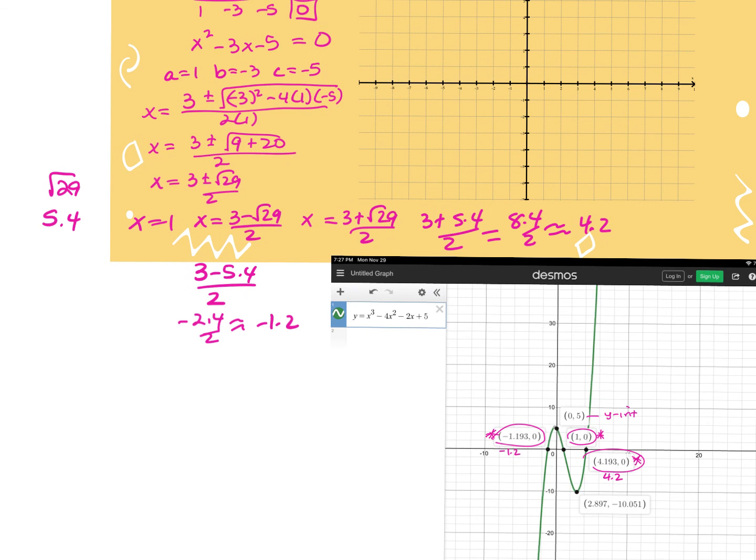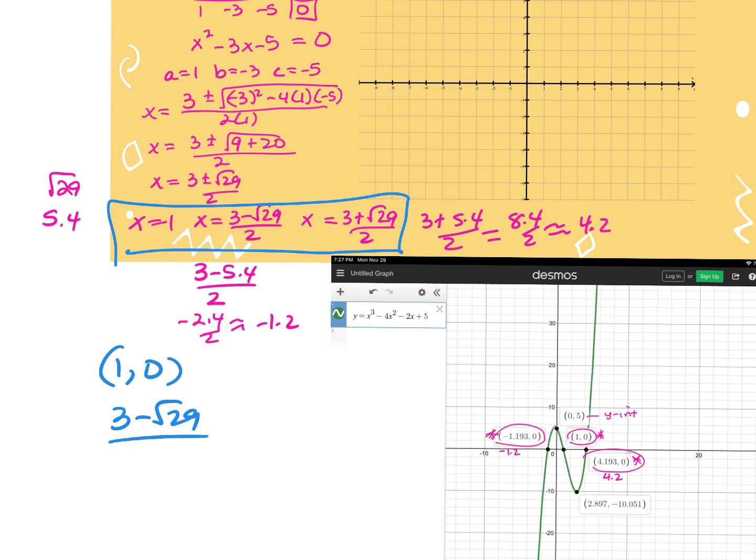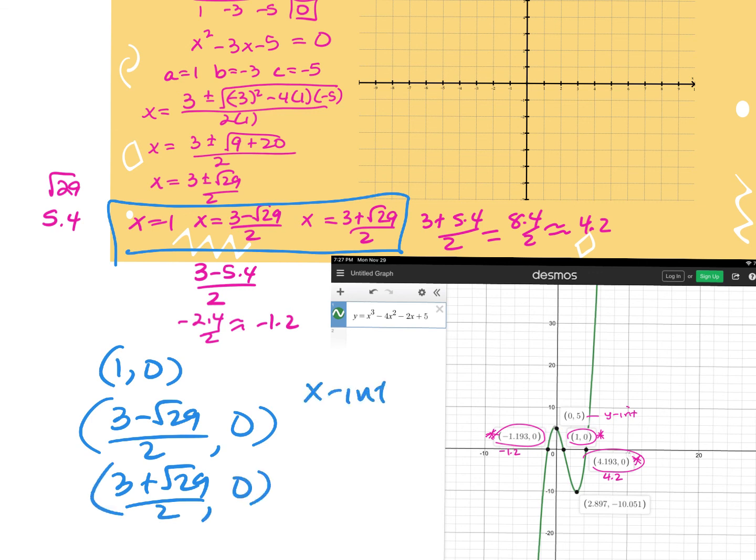Now, again, when you're listing the zeros or your x-intercepts, you're going to list them in simplest radical form. For graphing purposes, you need the decimals. However, if it asks you to list the zeros, this is what you're going to list them as. If it asks you to list them as x-intercepts, remember they're ordered pairs: (1, 0), (3 minus root 29 over 2, 0), (3 plus square root 29 over 2, 0). These are x-intercepts. And then if you write it this way, these are the zeros.